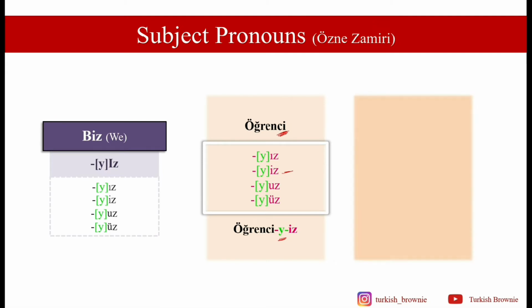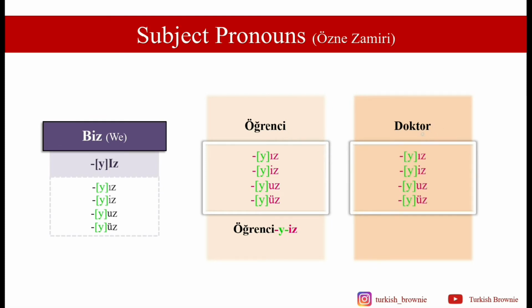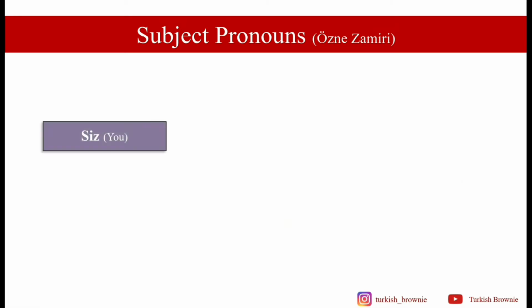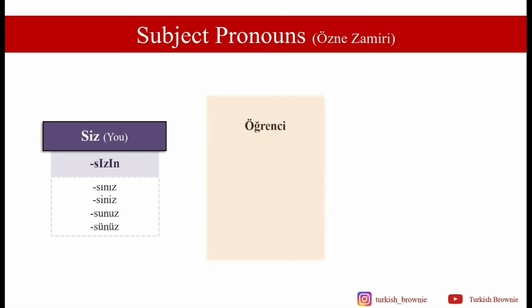And for the word doctor, which ends with a consonant, here are the 4 options again. Since the last vowel here is O, we're going to use the U form depending on those rules. So the word becomes doktoruz. We are doctors. For siz, which is the plural form of you in Turkish, the suffix looks like this. There are 4 options. And for the word öğrenci, 4 options again.